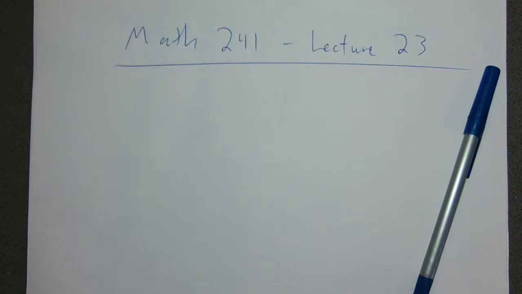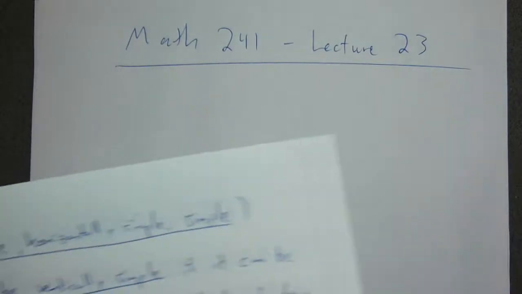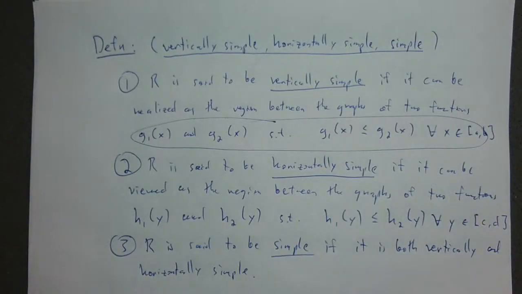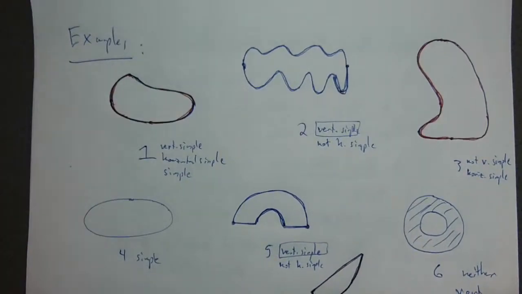Let me find my sheets from last time since I had some definitions that I needed to finish up on. We had the definition of a region being vertically, horizontally, or just simple, right? So this is our list of definitions for a region being vertically simple, horizontally simple, or just simple. Some of the examples that we had a look at were the following.